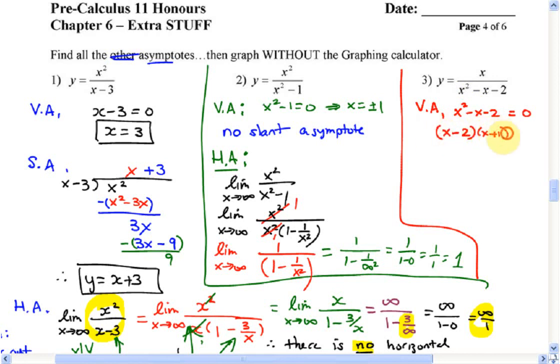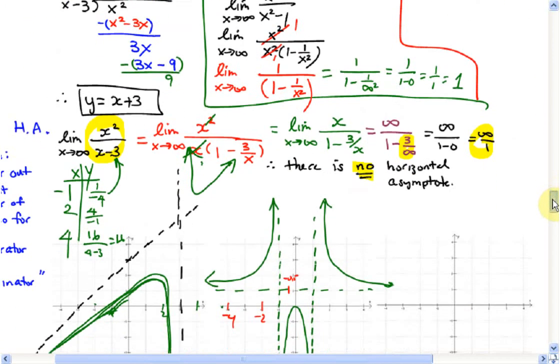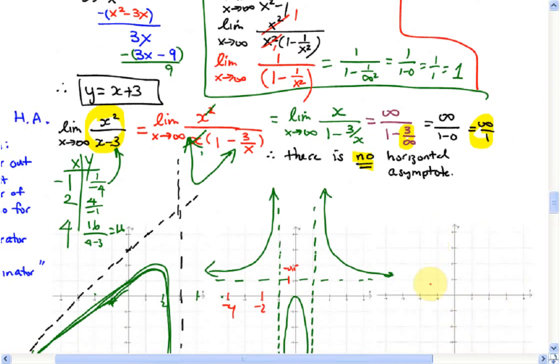How about finding two numbers that multiply to -2 and add to -1? Okay, so I think what we have here is x equals +2 and -1. So I've got two asymptotes once again. I will quickly sketch them out here: -1, +2.